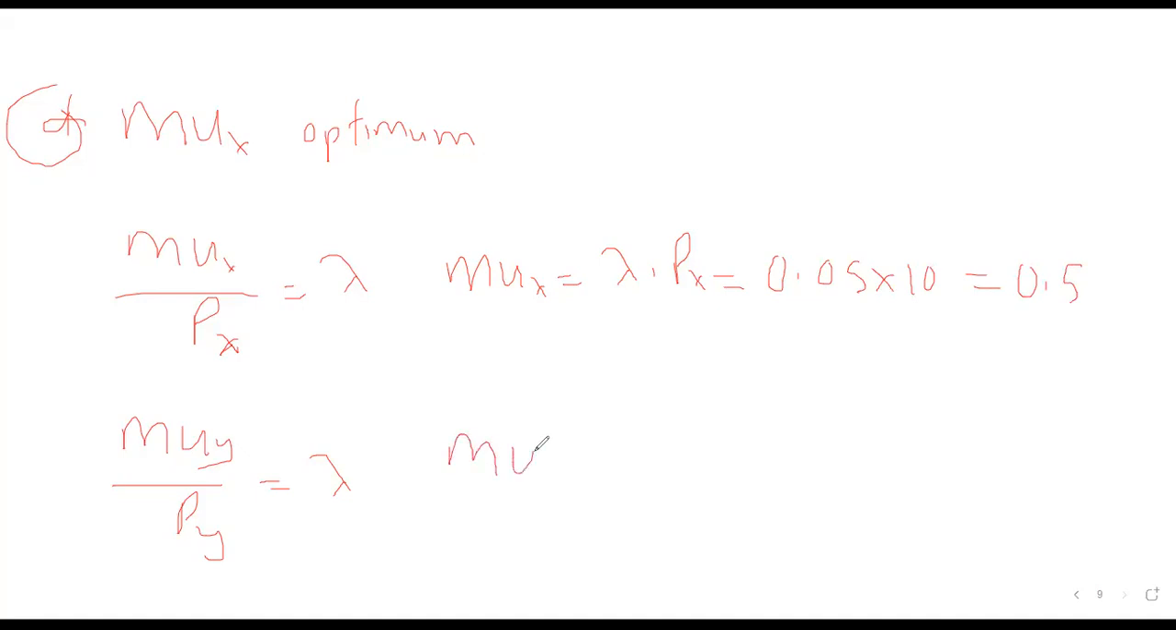For this one here, the marginal utility of y is equal to lambda times the price of y. So our lambda is 0.05, and the price of y is 40. So when you compute that, you get 2 utils. These ones are at the optimum.